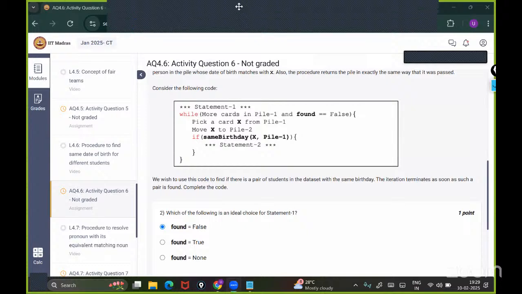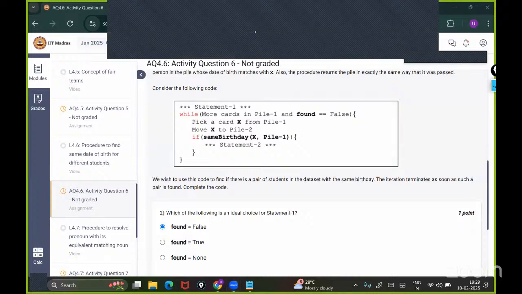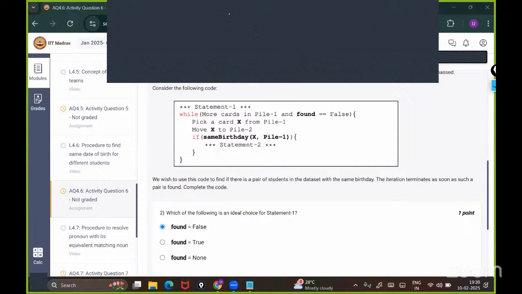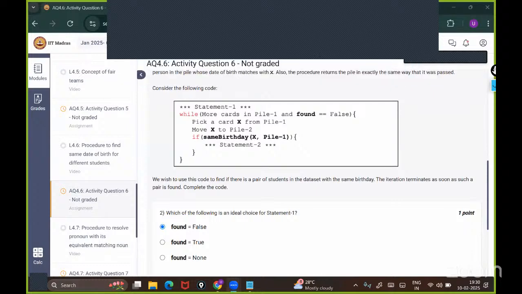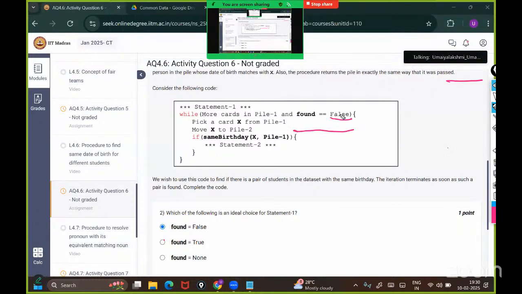If the value is true, will the iteration work again? If the found value is true, what is the condition given here? Only if found is false, then it has to work. If found is true, this condition fails, right? Then we will not pick. Exactly. If the value is false, we cannot go ahead with that.